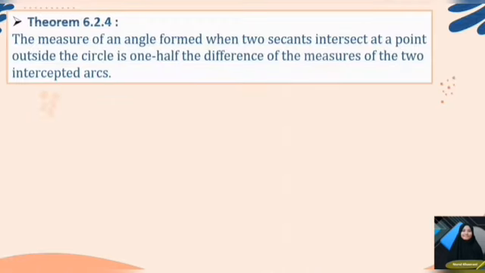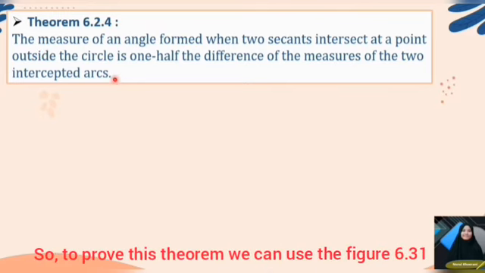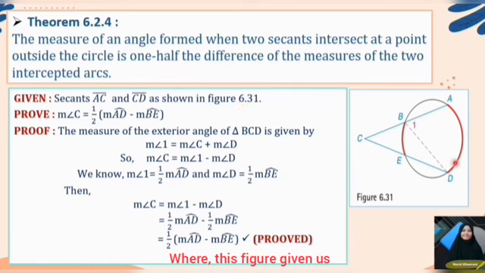Theorem 6.2.4. The measure of an angle formed when two secants intersect at a point outside the circle is 1/2 the difference of the measures of the two intercepted arcs. To prove this theorem, we can use Figure 6.31, where secants AC and DC are given. We will prove whether the measure of angle C equals 1/2 times the measure of arc AD minus the measure of arc BE.